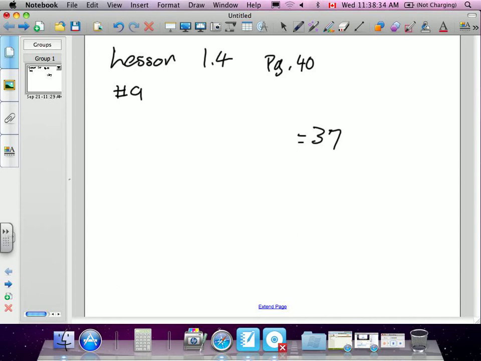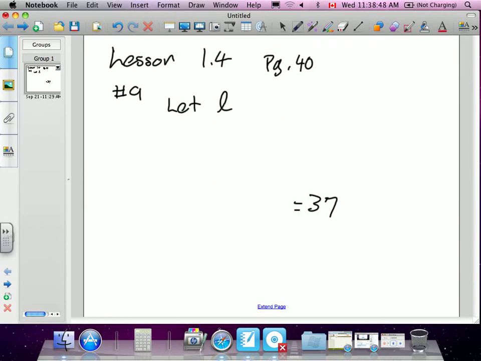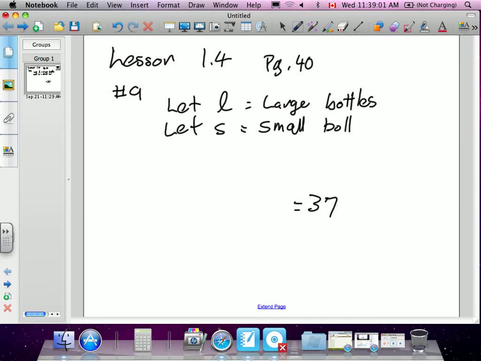Next sentence says the large bottles sell for 5 and the small bottles sell for 3. So I know she's selling large bottles and small bottles. So that's where I can set up my let statement. I'm going to say let L equal large bottles. Let S equal small bottles. Okay? And I know if I add all of the large bottles she sold with all of the small bottles she sold, it will equal 37 because she sold 37 in one shift. So that will be my first equation. My first equation is all of the large bottles plus all of the small bottles are going to equal 37.